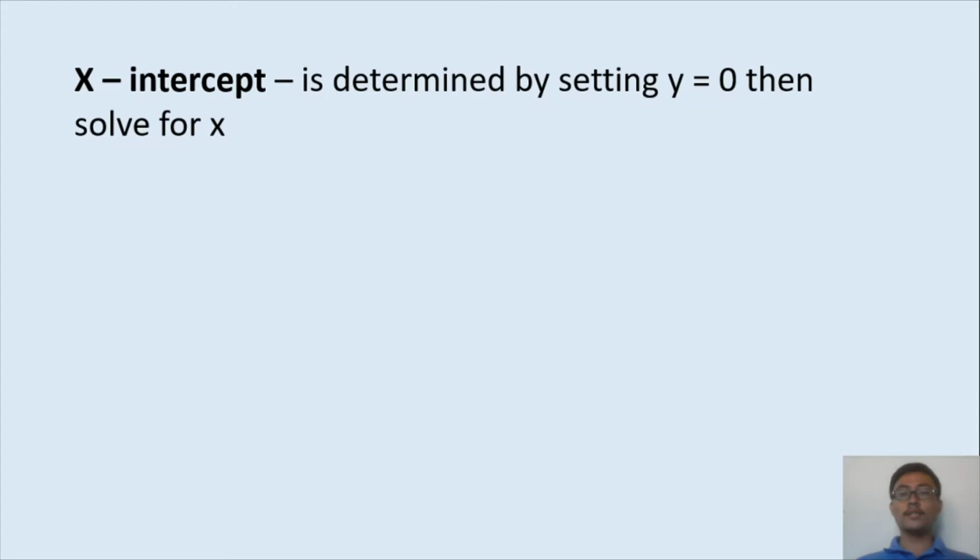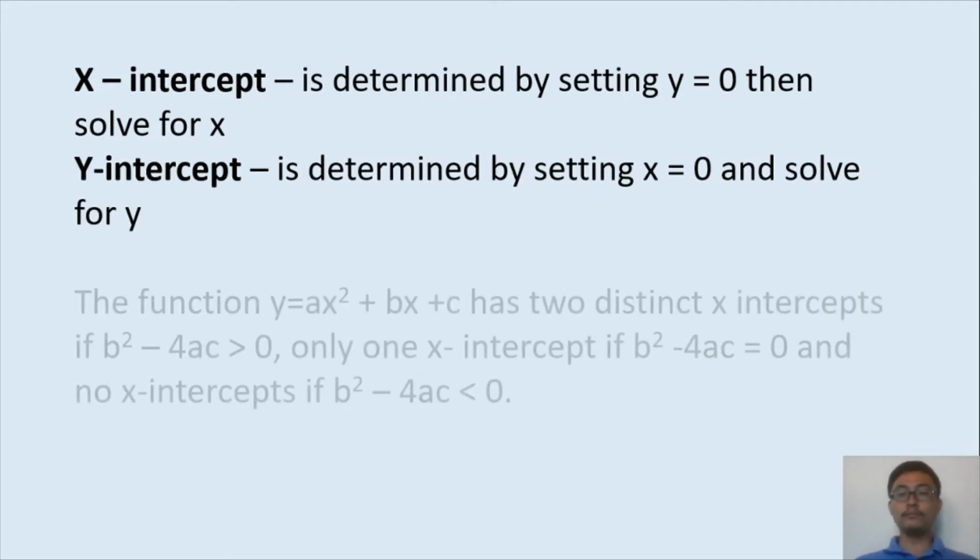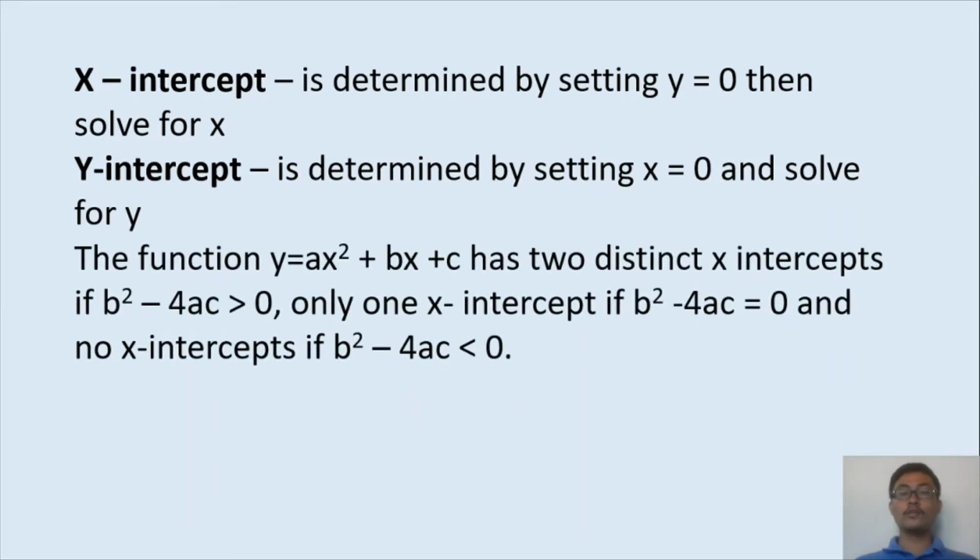Then we have the intercepts. The x-intercept is determined by setting y equals 0, then solve for x. For the y-intercept, it is determined by setting x equals 0 and solve for y. Now, the general form y equals ax squared plus bx plus c has two distinct x-intercepts if b squared minus 4ac is greater than 0, only one x-intercept if b squared minus 4ac equals 0, and no x-intercepts if b squared minus 4ac is less than 0.